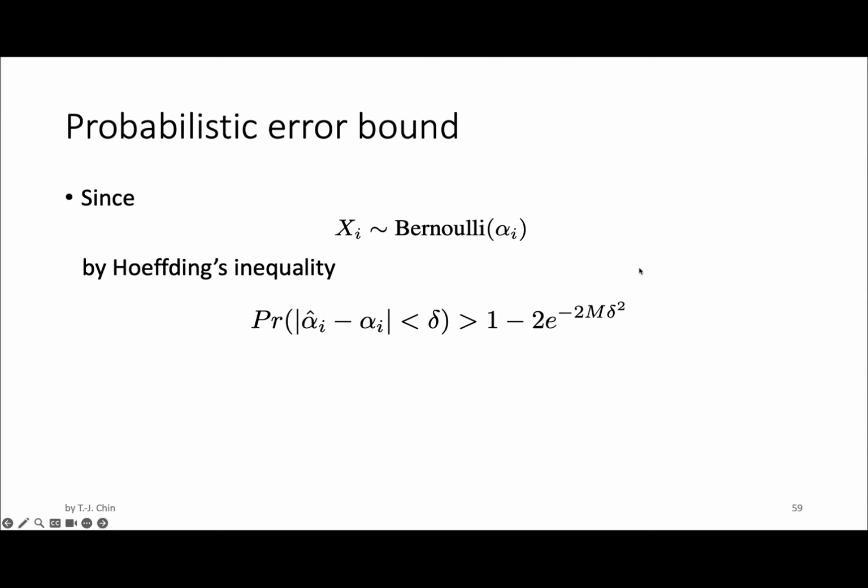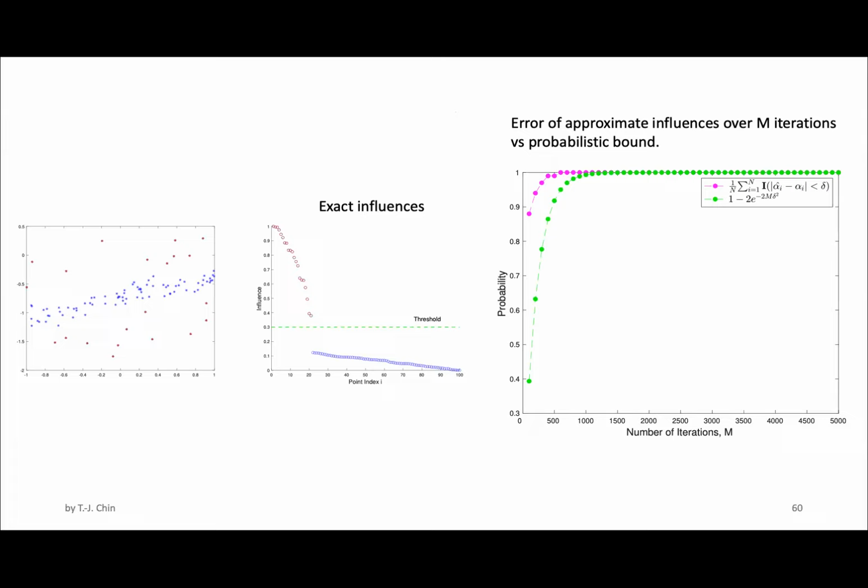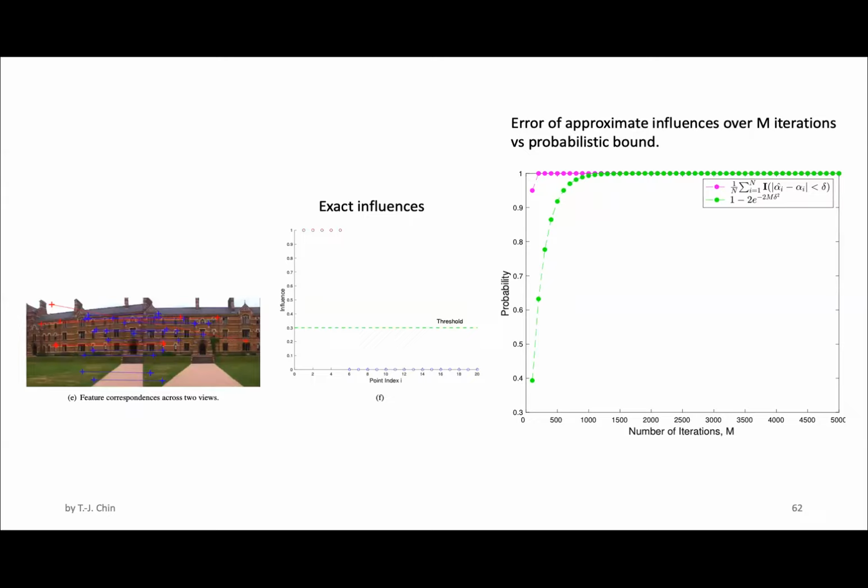And we didn't believe it at first, but we tried it out experimentally, and hey, it actually does work. And you don't need to try a lot of iterations for this small number of lines here. With just a few hundred iterations, you can already have very good probabilistic bounds. And the more you sample, of course, the tighter that probabilistic bound becomes. And it works on the real data as well, so I won't go through this.